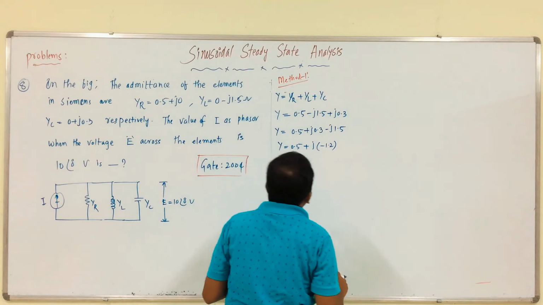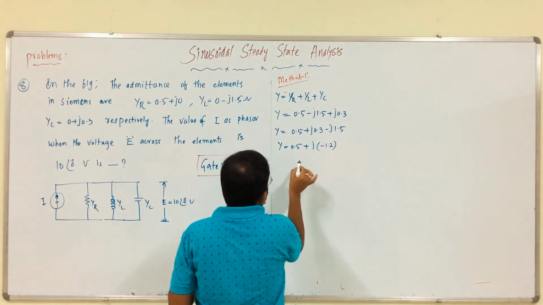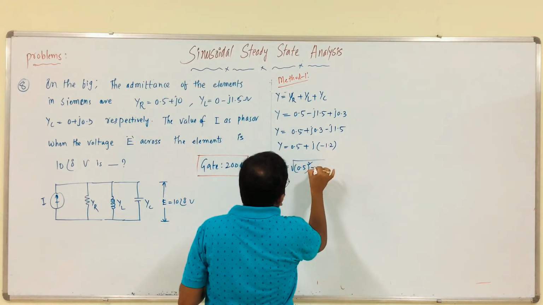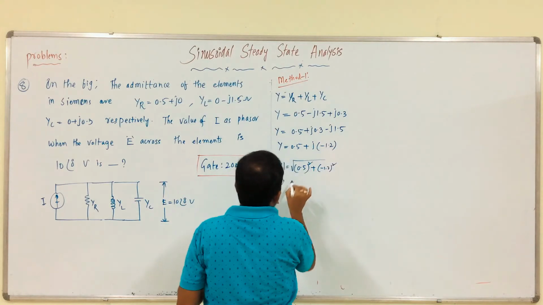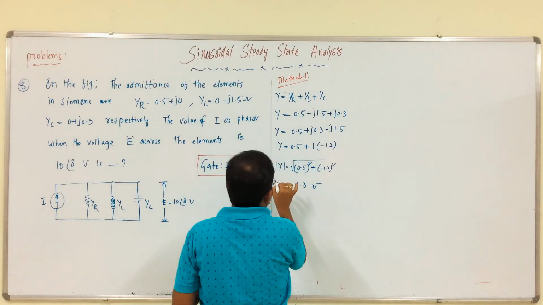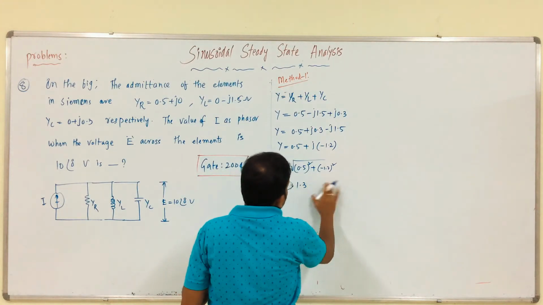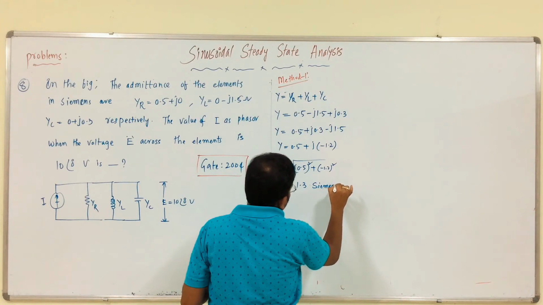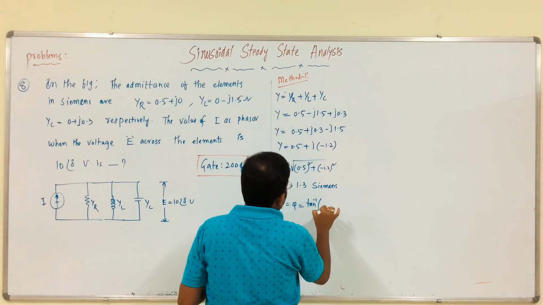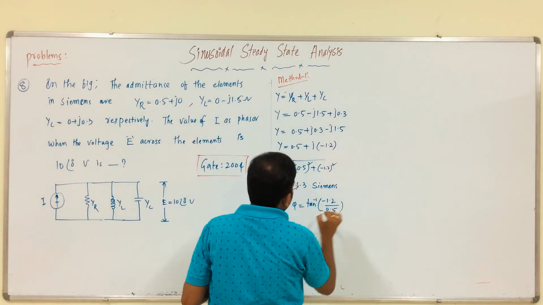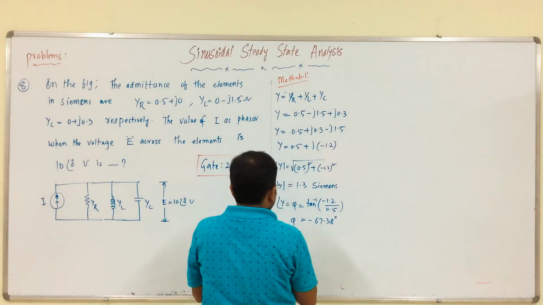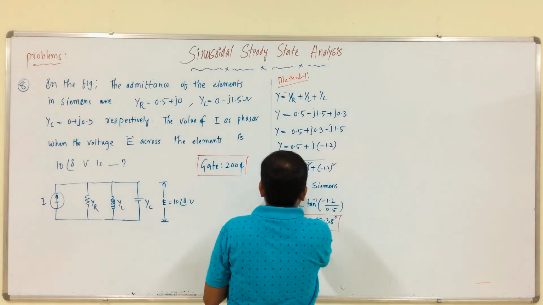Okay, this is the value of Y. Therefore, from this, mod Y is the square root of 0.5 whole square plus 1.2 whole square, which is equal to 1.3 Siemens. Okay, the angle of Y is nothing but phi, which is tan inverse of minus 1.2 by 0.5, which is equal to minus 67.38 degrees. This is the angle, this is the magnitude.